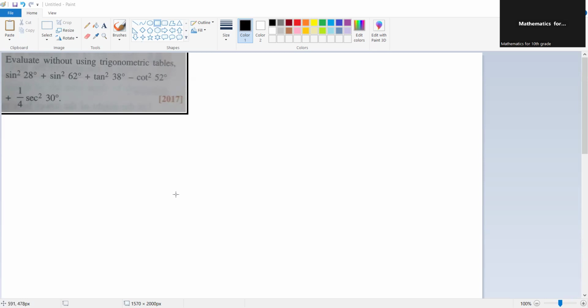Today we will do a sum on trigonometric identities. Evaluate without using trigonometric tables: sine square 28 plus sine square 62 plus tan square 38 minus cot square 52 plus 1/4 sec square 30. This was a sum which was asked in the board exam of 2017 ICSE. So how do we do this without using trigonometric tables?